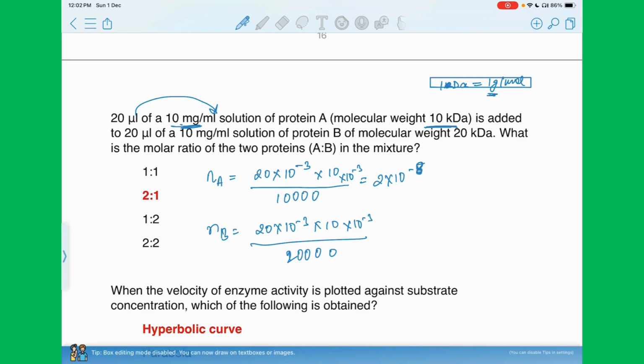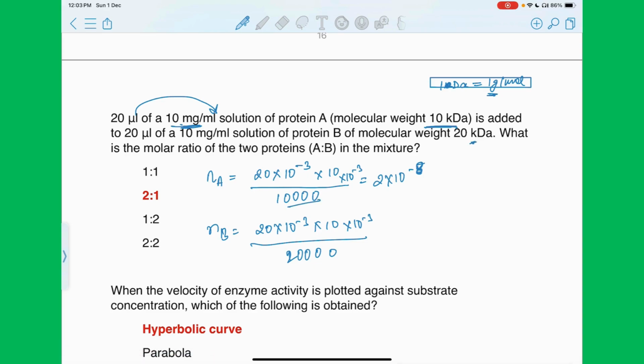Not kilodalton, 1 dalton is equal to 1 gram per mole, so the kilo conversion gives 1 to 10 to the power minus 5. Sorry, 8. The molar ratio will be 2:1. The correct option is the second option.